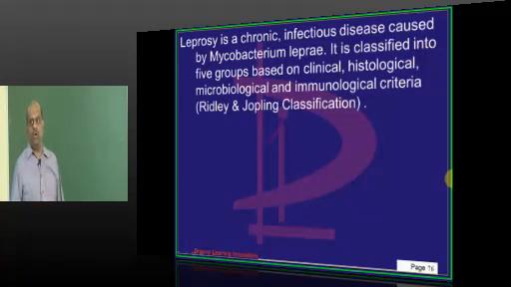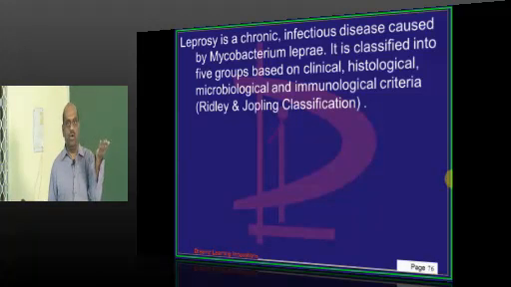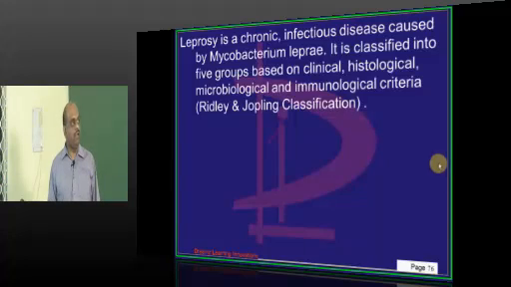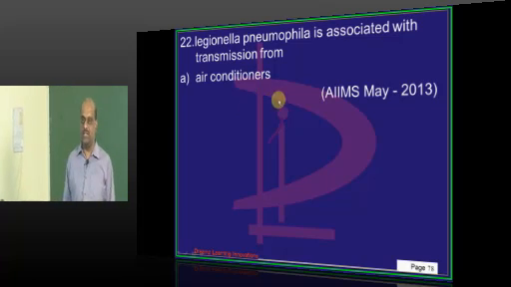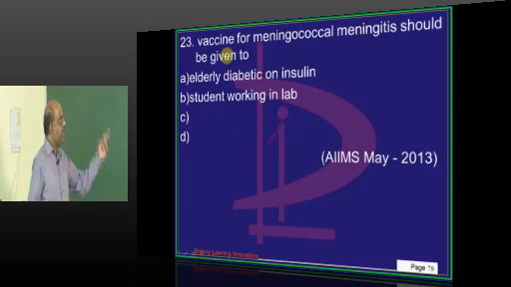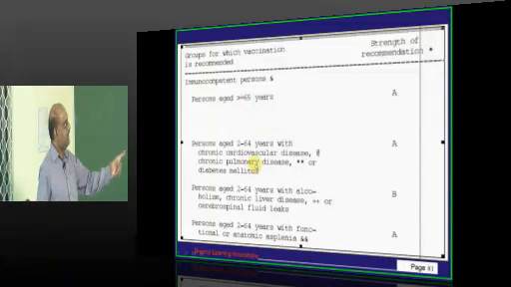So, whenever you open the book, try to approach from what is commonly asked. If you don't have energy also, if you finish 50% of high yield topics, still you will get 80% score in the actual entrance. Legionella, air conditioners. Standard question.